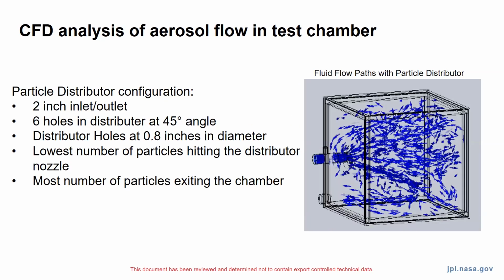So our first task was kind of, how do we get particles distributed in a square box? We went through a number of fluid simulations to get a uniform distribution, or as uniform as we could, of gas and aerosols in a square box. And what we decided on is a nozzle that will go in the inlet of the box. It's going to be attached to the 2-inch inlet into the box. It's going to have 6 holes at a 45-degree angle.